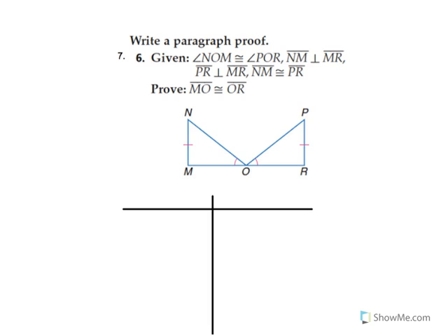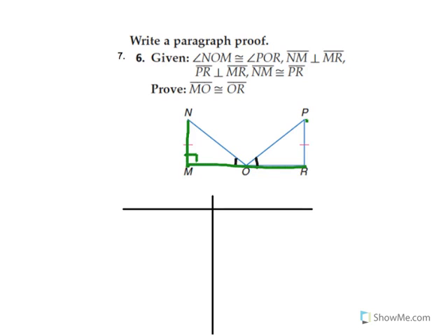Let's do one more. Write a proof. Okay, so first thing we do, read our given, put it in the figure. Our given: angle NOM, this angle here, is congruent to angle POR, this angle here. And NM is perpendicular to MR. What does perpendicular mean? This is 90.